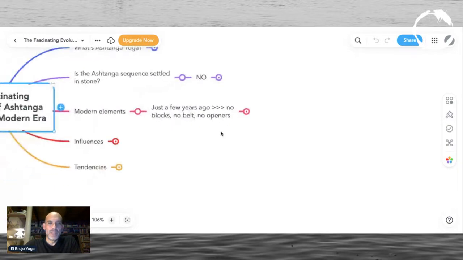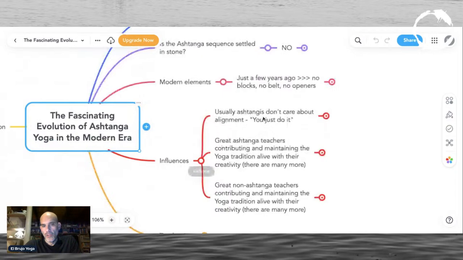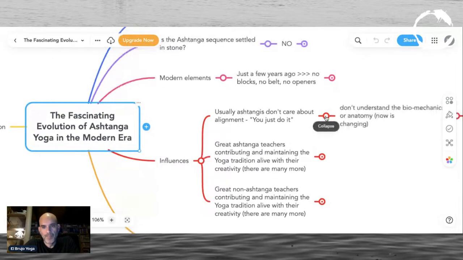So what else do we have here? Influences. Usually Ashtangis don't care about alignment so much. They say you just practice and all will come. But I have to disagree a little bit with this.